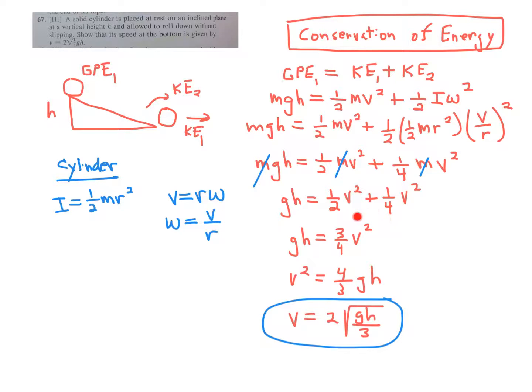And then adding the 1/2 v squared, 1/4 v squared is 3/4 v squared, and then simplifying further, v equals 2 times the square root of that fraction. Make sure you make a large square root so the 3 is actually inside the square root symbol. gh over 3.